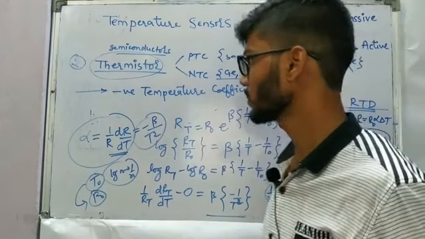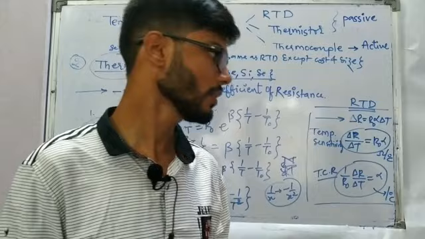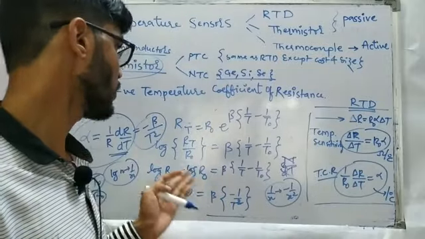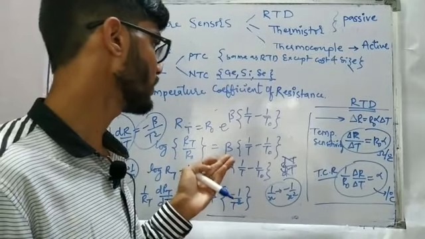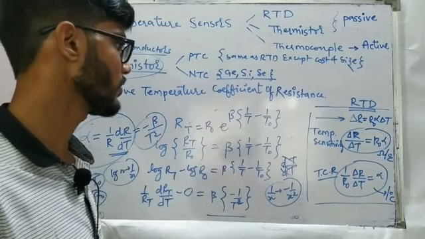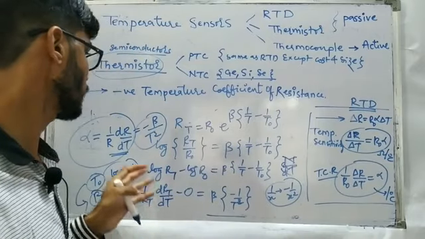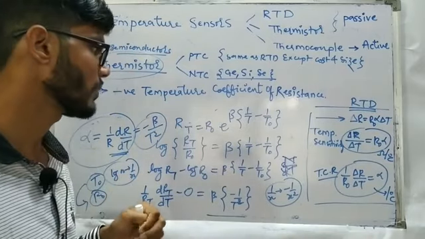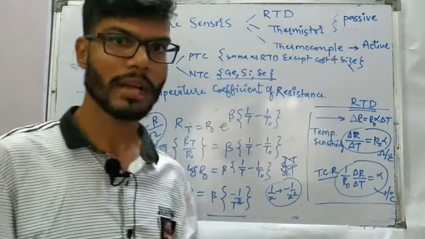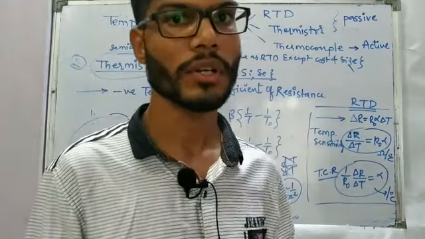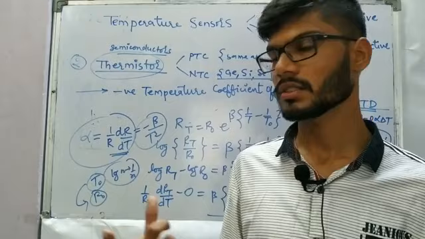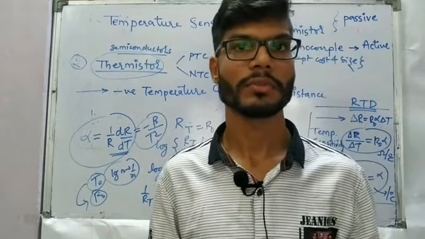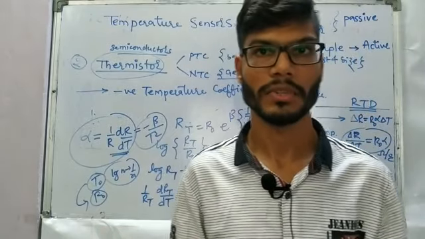So this much is sufficient in thermistor application. Only these two formulas are going to be used in numerical solving: RT is equal to R naught e power beta (1 by T minus 1 by T naught), and alpha is equal to minus beta by T square. But you have to keep in mind that temperature is going to be in Kelvin. That's the place where most of the students make the mistake. So be careful about it.